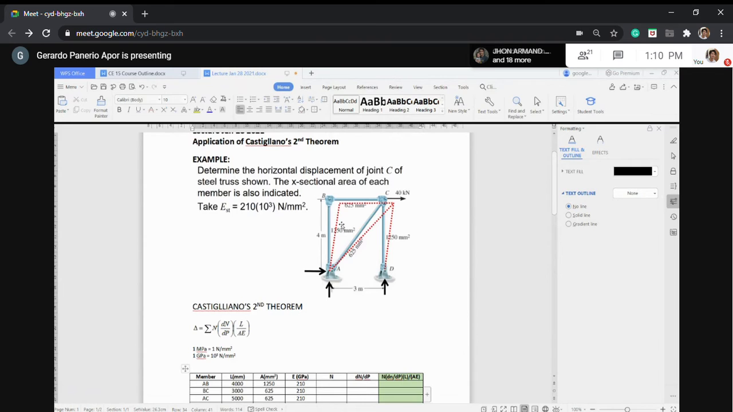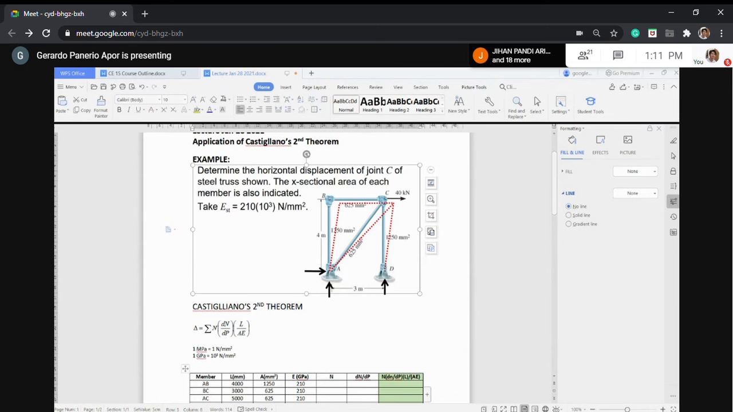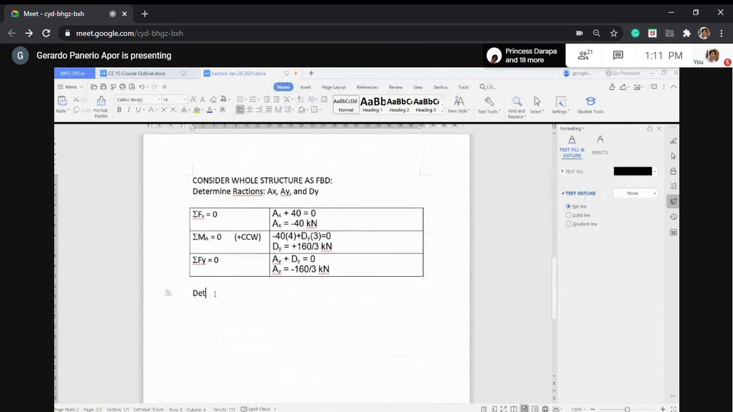So next, I will make a member table. Determine axial forces on the members.